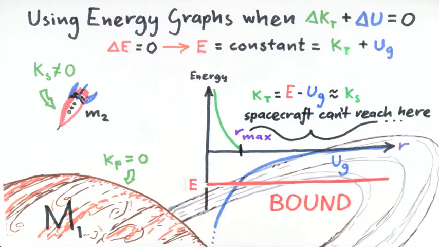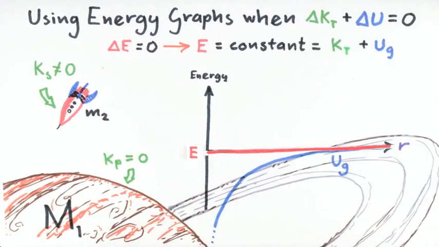The final case is E, the total energy, equal to zero. What does the energy graph for that look like? And what will the motion be, bounded or unbounded? Try to sketch the energy graph for this case, and then see if you can answer this clicker question.